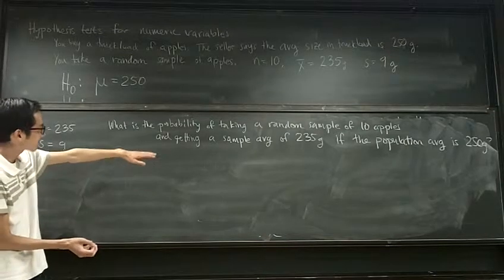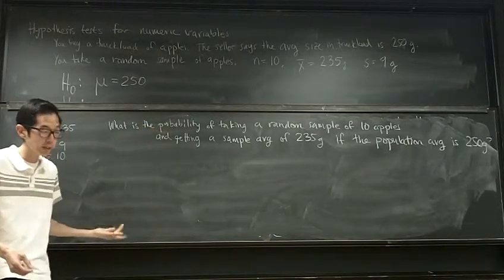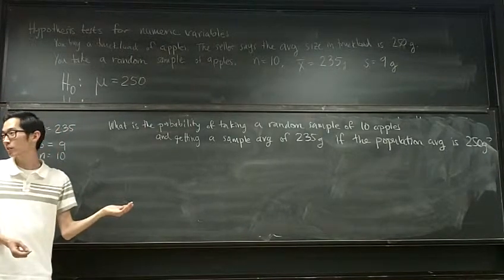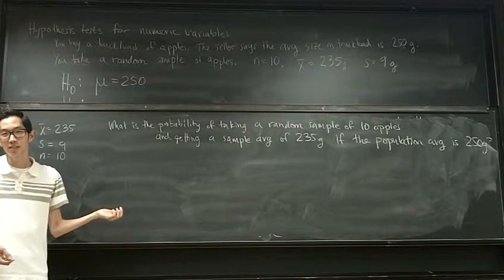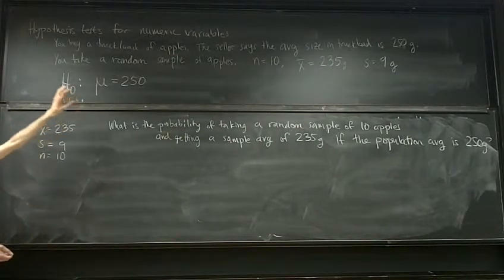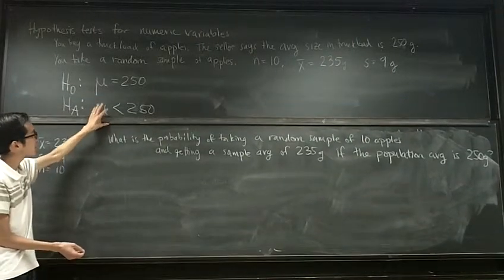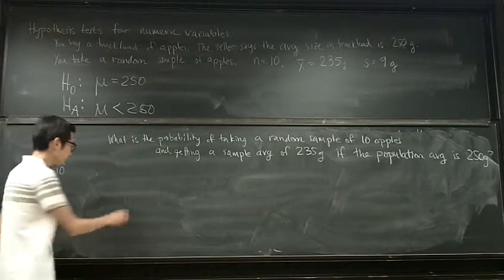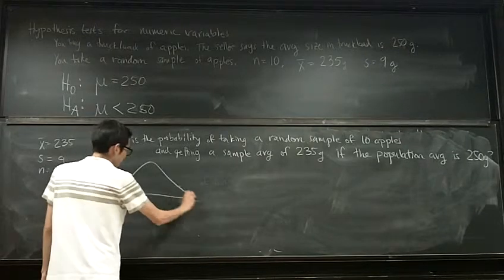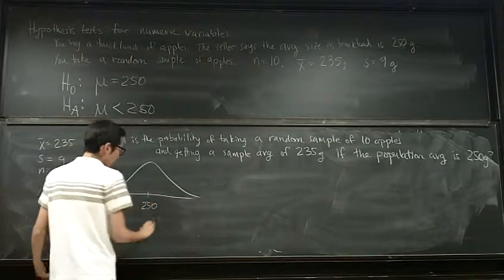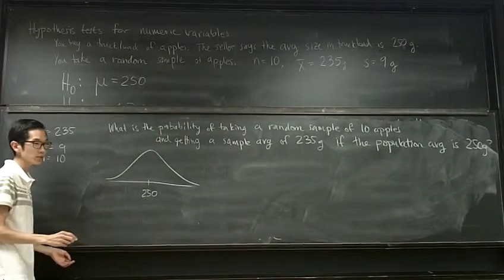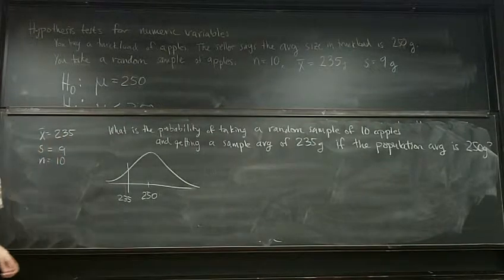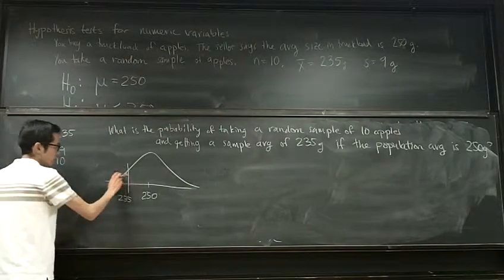Okay. So anyway, this is what we're asking here. If the null hypothesis were true, what would the mean of my sampling distribution be? 250. If the true average weight of apples in this truckload was 250, every time I take a random sample, I should be getting around 250. So I'm going to draw something that looks like the normal distribution with 250 in the middle. And what did I actually observe? 235. And I want to know the probability of getting 235 or less.